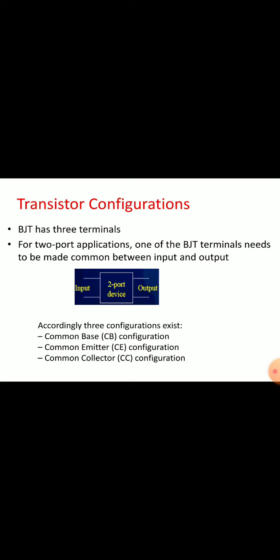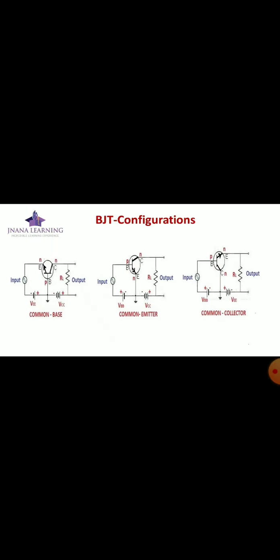Okay, what are the three types of configuration? The first one is common base, the second is common emitter, and the third is common collector. Each circuit has some advantages and disadvantages also. So these are the three configurations: common base, common emitter, and common collector.